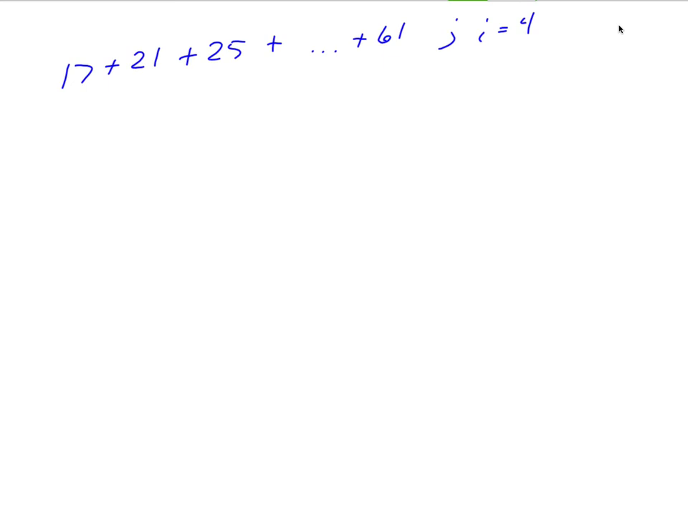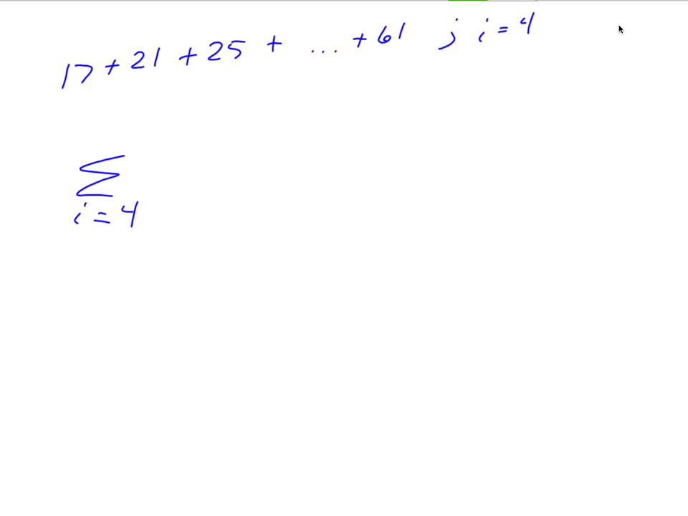All right, 17 plus 21 plus 25 plus dot dot dot plus 61. So the bottom of this summation needs to be i equals 4. And the next thing I want to do is find the formula. So what do I need to find the formula?